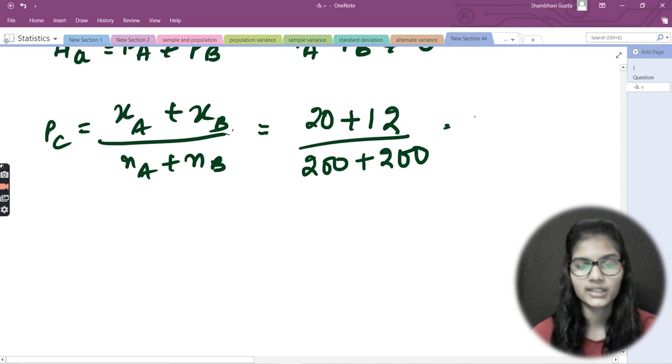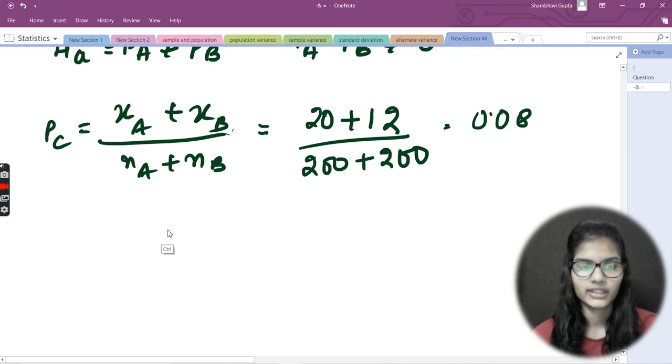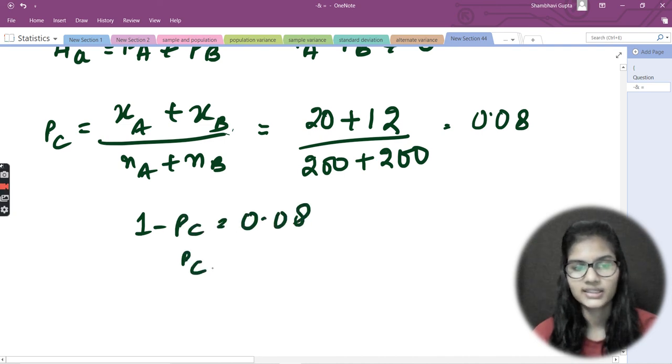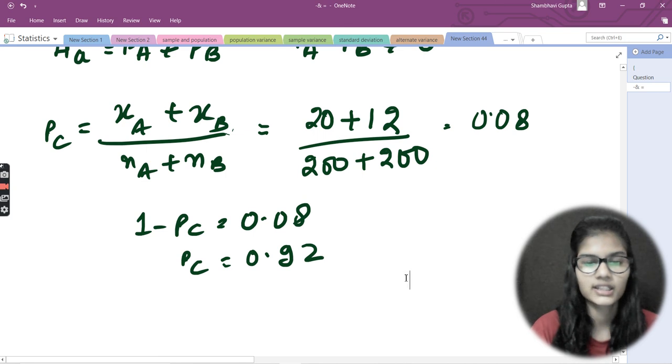So when you calculate this, you'll be getting 0.08 as the answer, okay? And when we calculate 1 minus PC, so 1 minus PC basically that is 0.92, right? Okay, let me write it in another way. Let me write 0.08. I'll be writing 1 minus PC is equal to 0.08. So PC is equal to 0.92, right? This is the correct way which we can go ahead with, right?